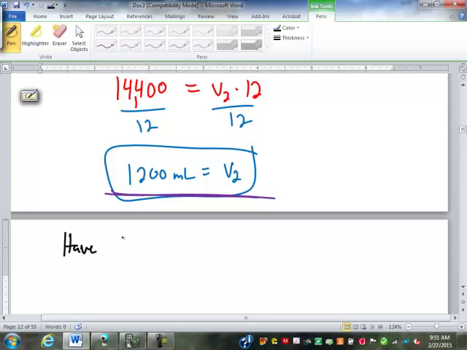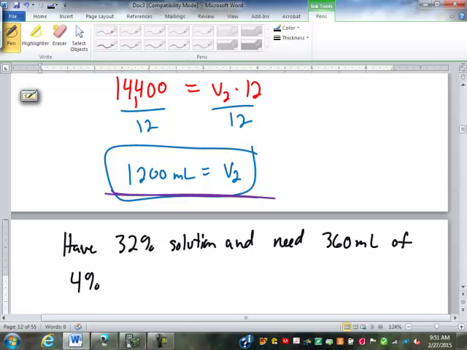So let's say that we have a 32% solution, and we need to create 360 milliliters of 4% solution.